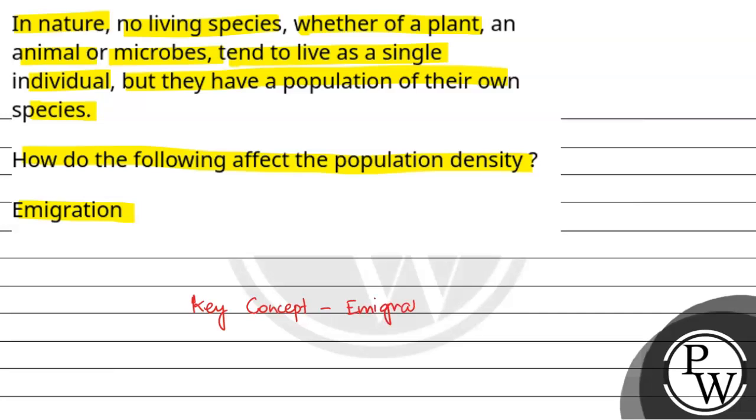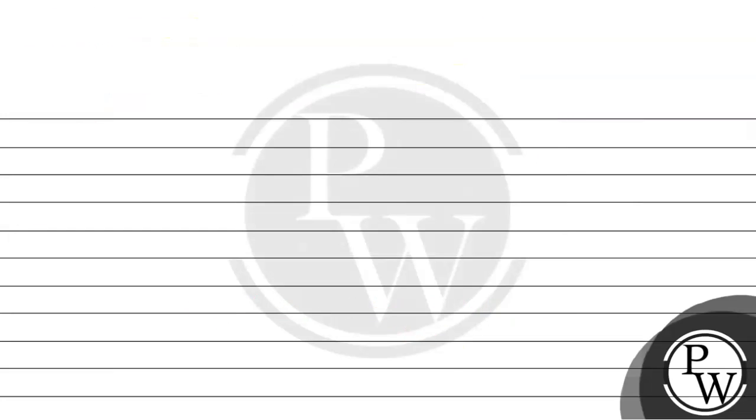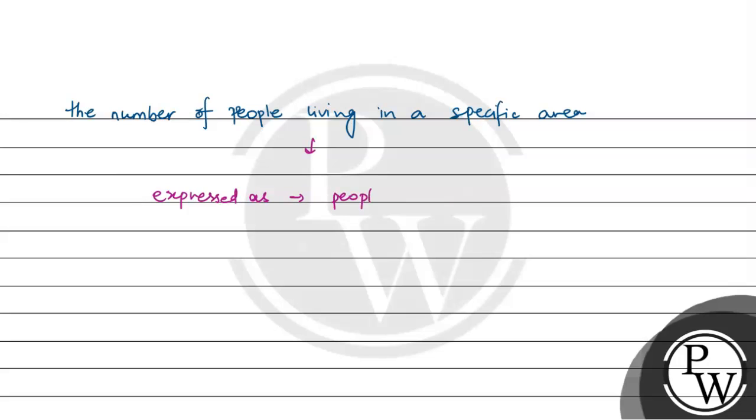So the key concept for this question is emigration and population density. Population density is basically the number of people living in a specific area, and it is usually expressed as people per unit area.